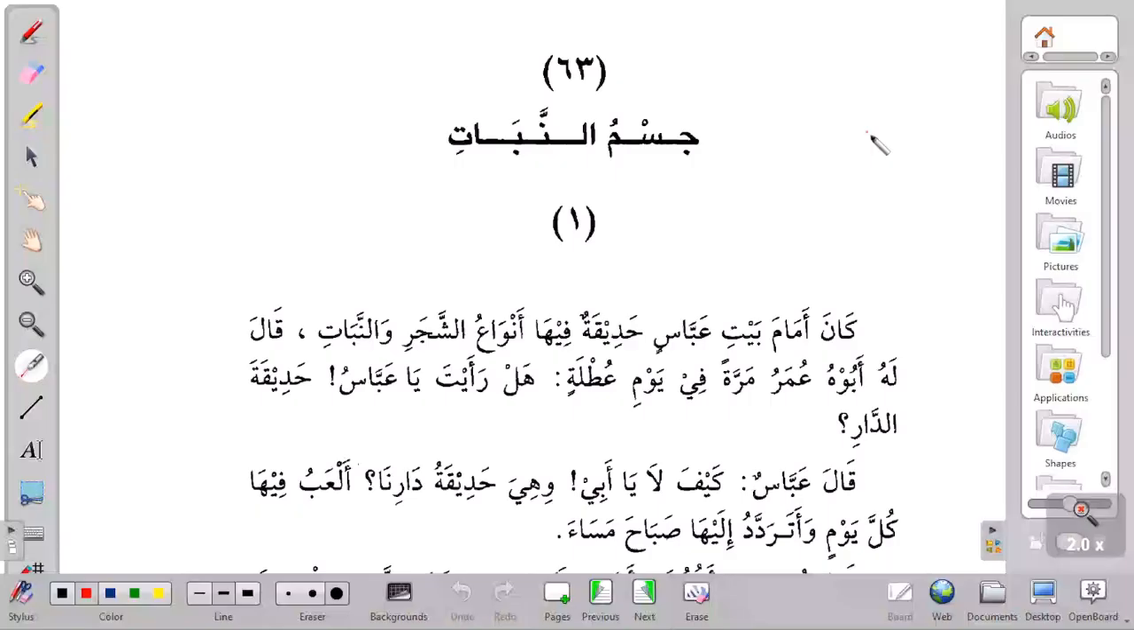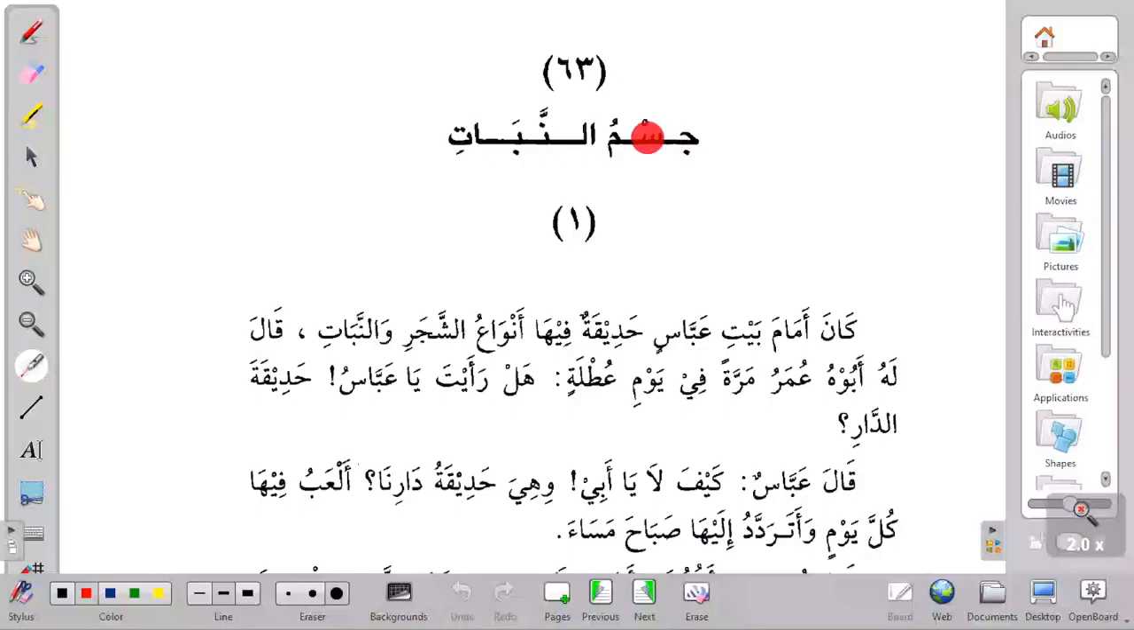Alhamdulillahi Rabbil Alameen. Inshallah, today we are beginning with lesson number 63, as you can see. And in this particular lesson, we are going to be studying a new topic that is called Jismun Nabat. We are going to study things about plants. Jismun Nabat basically simply means the body of plants.